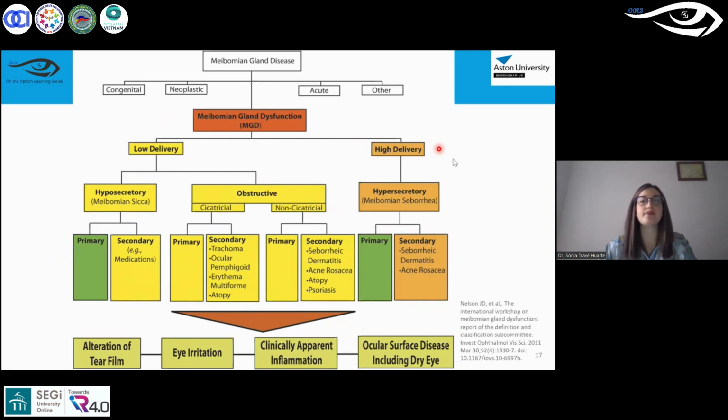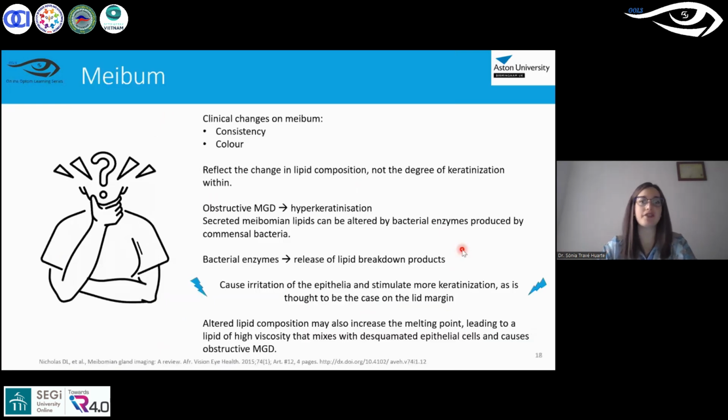issues. And in terms of the delivery, we have hypersecretory, high delivery. It could also be certain specific things. So now thinking about the meibomian, when we have changes in the meibomian, we have changes in the consistency, that viscosity that we said, that's why we need to warm them up, and the color. So when we express, we'll see those changes.